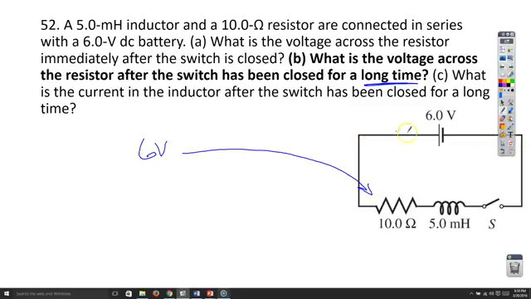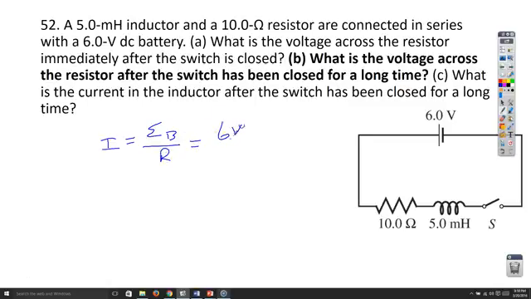Now they want to know what is the current in the inductor after the switch has been closed for a long time. For this one, we know that the entire voltage of the battery is dropped across the resistor. So whatever the current is caused by the resistor, that should be the current in our inductor. Here we're going to say that current is equal to the EMF of the battery divided by the resistance. So that would be 6 volts divided by the 10 ohms, and we would get 0.6 amps.